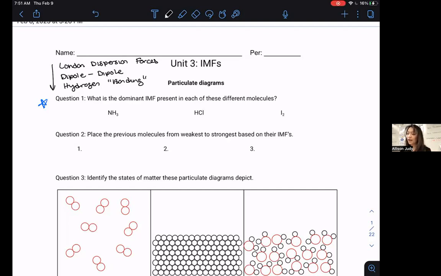So when we look at this question, what we see is that I2, your diatomic molecule, only has one IMF it can engage with because it is non-polar, being bonded to an atom just as electronegative as itself. And so what we would see is that the dominant IMF for this compound is going to be London dispersion forces. I'm going to represent it with LDF, okay?